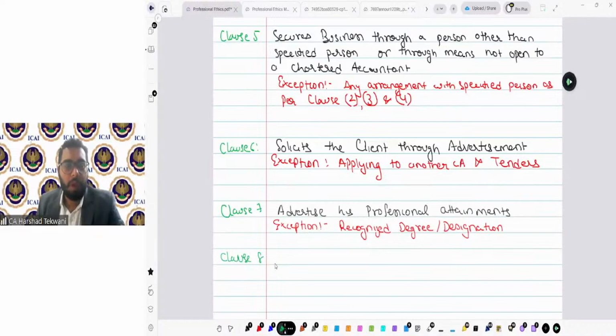Clause 8 talks about if a chartered accountant in practice accepts the position of an auditor in a company which was previously held by another chartered accountant or a certified auditor, without first communicating to him in writing. In that case, he will be held guilty of professional misconduct. Means accepting the position of auditor without communicating with the previous auditor.